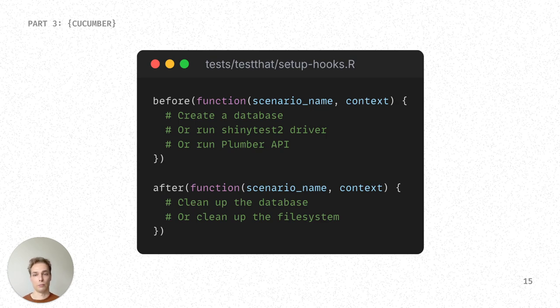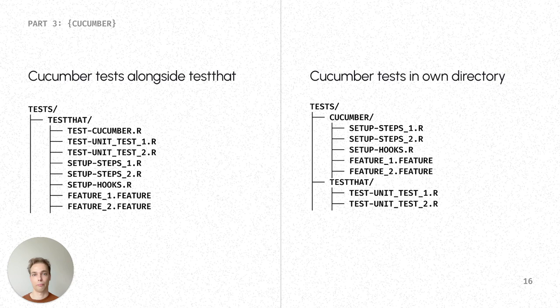The third part are hooks. They let us do extra setup and cleanup before and after scenarios. For example, we might want to create a database or start a test server before we run each scenario. You can organize Cucumber tests alongside your unit tests in the testthat directory, or in a separate directory. This flexibility helps you integrate BDD tests smoothly into your workflow.